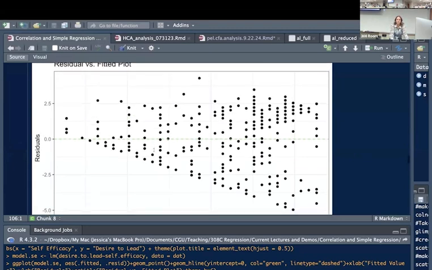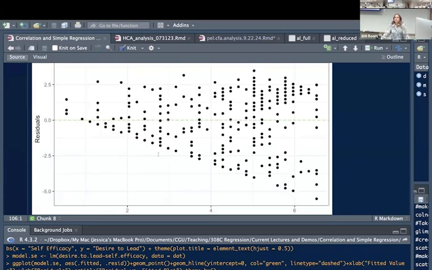What do you notice? Less error on one side and then more error on the other. More specific than that. Error increases as self-efficacy increases. The amount of error increases as self-efficacy values go up. So the model works better for who? Low values of self-efficacy.